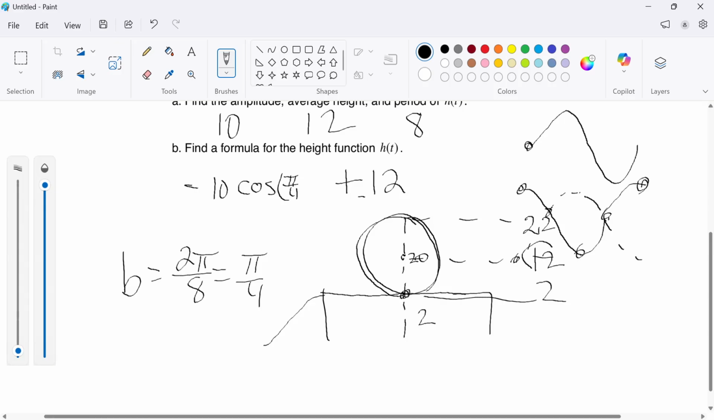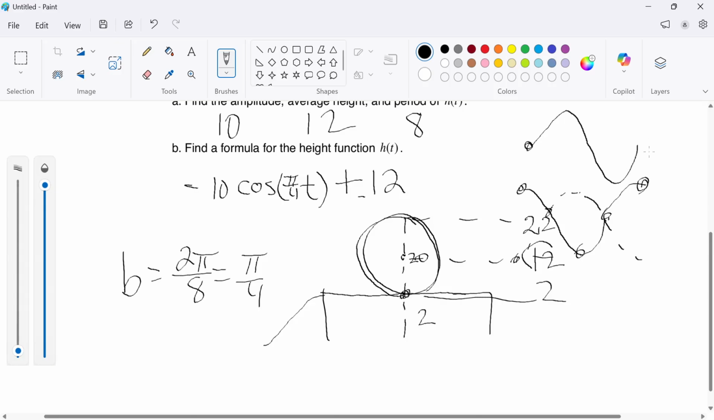And there's no shift left or right because it starts at the low position. If it starts at the high, it's cosine. Starts at the low, it's negative cosine. So there's no shift, and it's h of t, so I want to put a t there, not an x. So it's going to be negative 10 cosine of pi over 4 t, plus 12.